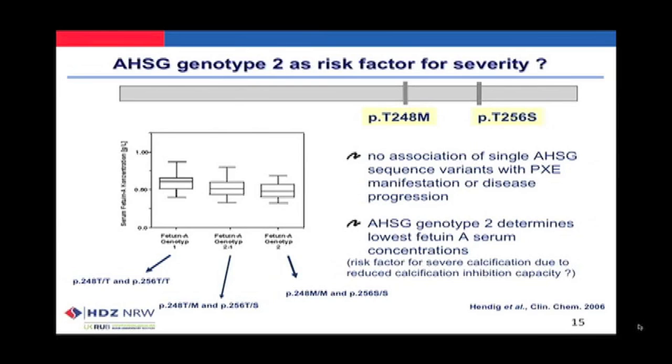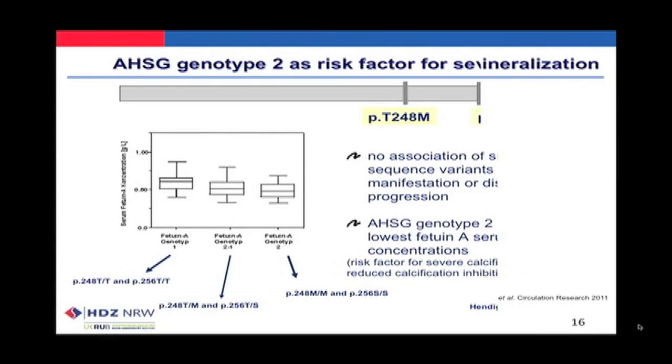Next slide, please. When we now go back to modifier genes, I would also point out that Fetuin-A serum concentrations are determined by the genotype. There are 3 different genotypes found in human beings, and these correlate with high Fetuin-A serum concentrations, as in Fetuin-A genotype 1, and low Fetuin-A serum concentrations, called Fetuin-A genotype 2. We did not find any association between the single Fetuin-A sequence variants with manifestation or disease progression, but we see that patients who carry the Fetuin-A genotype 2 have the lowest Fetuin-A serum concentrations. And therefore we postulate that this might be a risk factor for severe calcification due to reduced calcification inhibition capacity. Next slide, please.